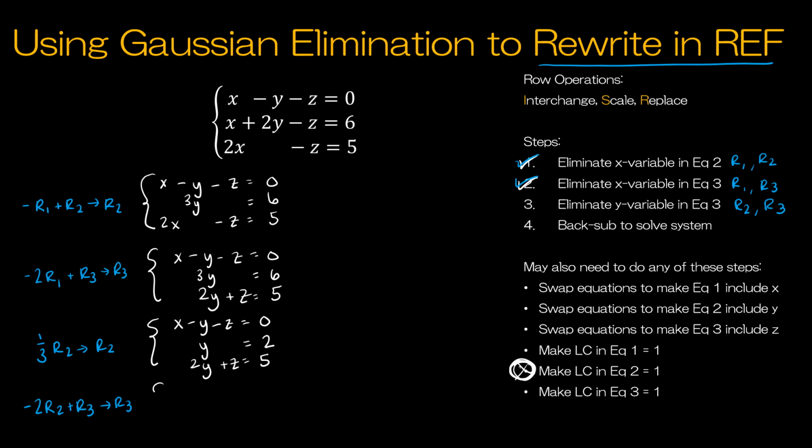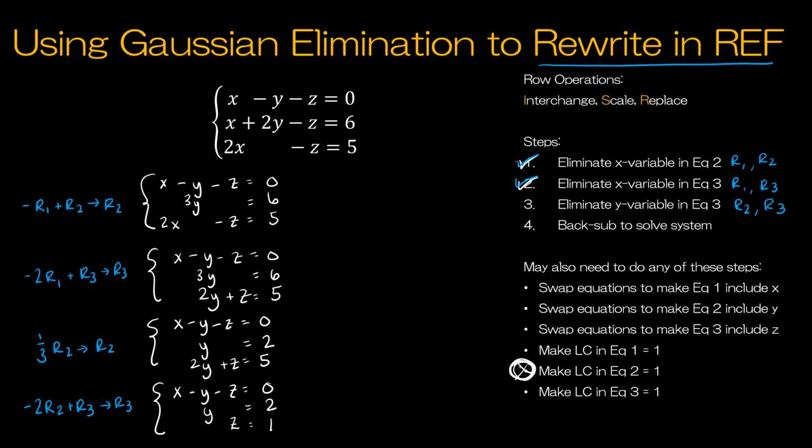So let's take a look. I've got -2 row 2 plus row 3 is my new row 3. That means the only thing changing is row 3. Everything else stays the same. And now I'm taking -2 times y is -2y. Adding it to +2y gives me 0y's. I've got -2 times 0z, and adding it to z, which gives me z. And then I've got -2 times 2, which is -4, plus 5 is 1.